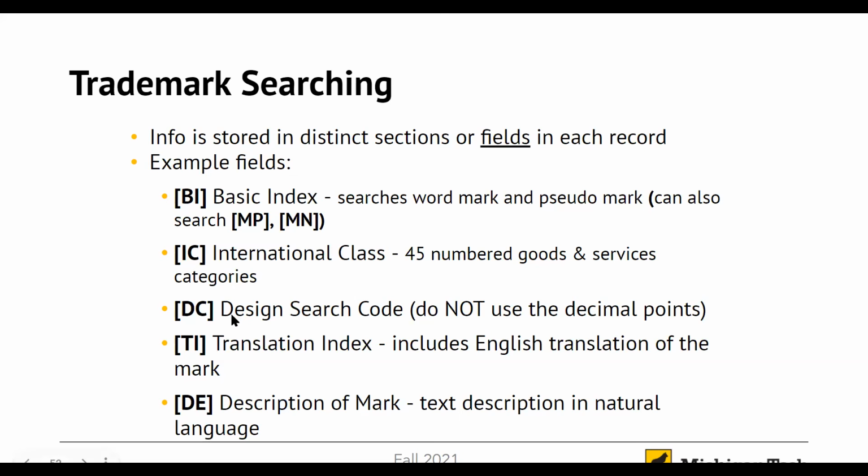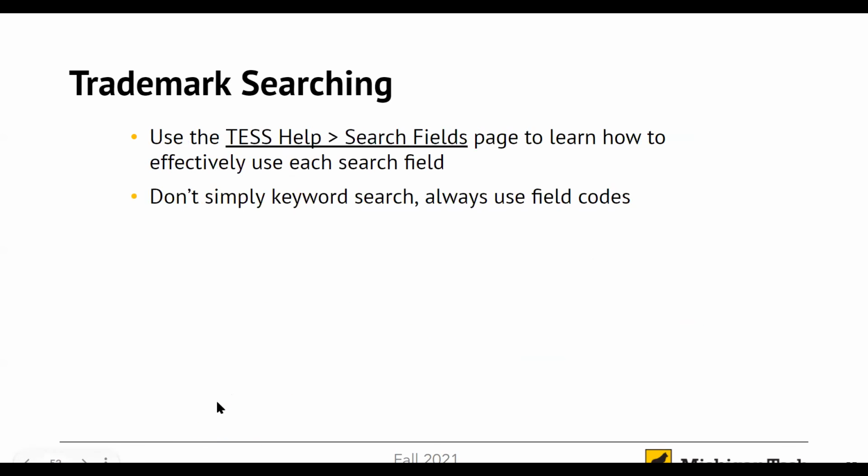Design search code. So much like patents, if you have some kind of visual mark, logo, you will get a number that categorizes that according to a certain subject. So we'll go through the design search code manual too. Translation index. So if your word mark is in a different language, there, translated to English, a description of that. This is where you can get crazy with keywords if you really want to. I'll show you that stuff.